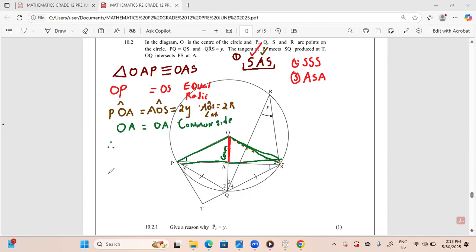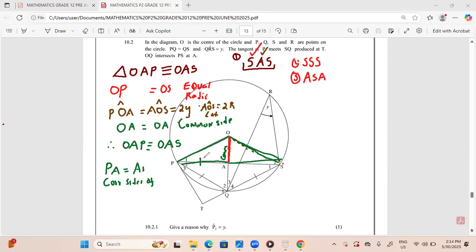Now you say, therefore, the triangle OAP is congruent to OAS. And according to the congruency theorems, we know that the corresponding sides of congruent triangles are equal. So it means automatically PA is equal to AS. The reason is corresponding sides of congruent triangles are equal. So PA equals AS.